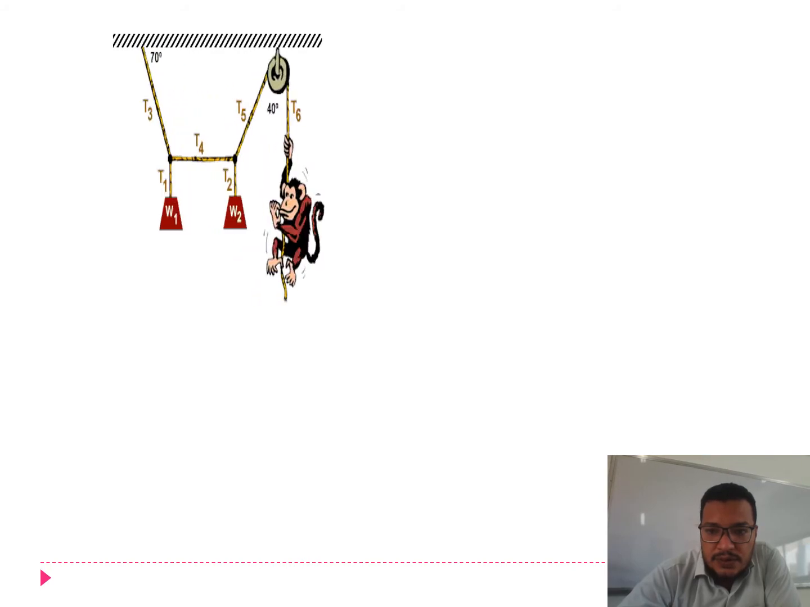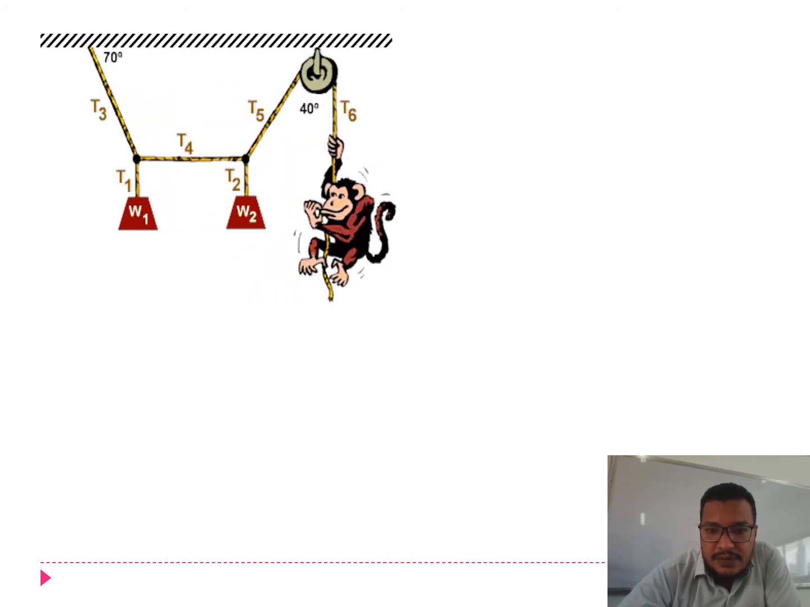Look to this monkey. Here is the weight, the force, this is tension, and here is tension, the horizontal tension, and here is a vertical tension in weight 2, and this is weight 2. And here is tension 5, and this is a small body, and here is a tension, and here is the weight of the monkey.